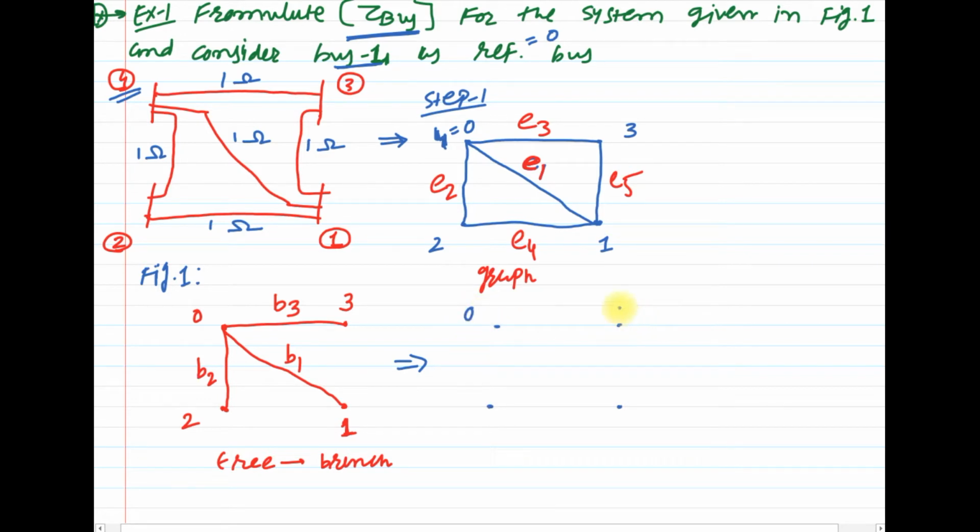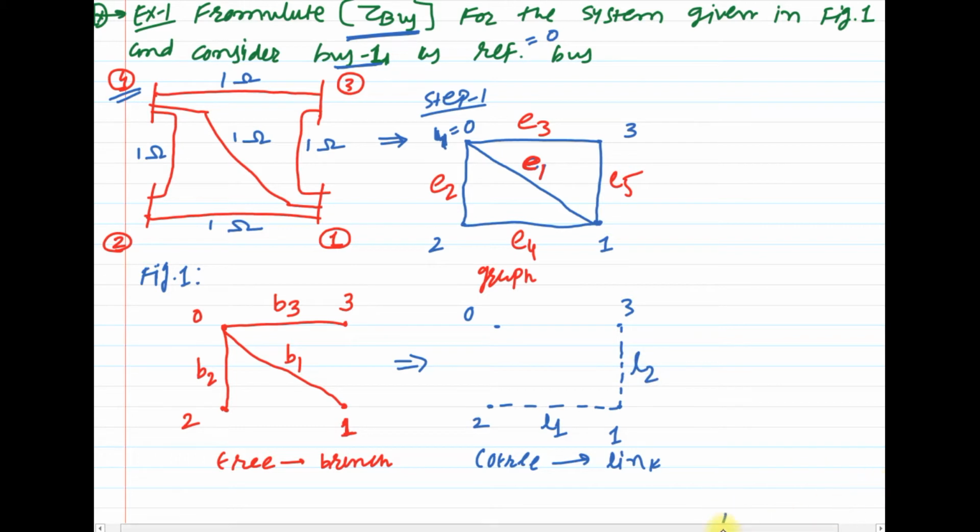Which is 0, 3, 2 and 1. So only these two lines are remaining, which are your elements number 4 and 5 from the graph. So this is your cotree, and the elements of the cotree are known as links. We will give numbers to the links: from 1 to 2 it is L1, and from 1 to 3 it is L2.